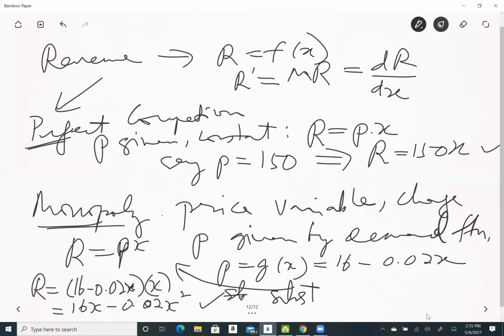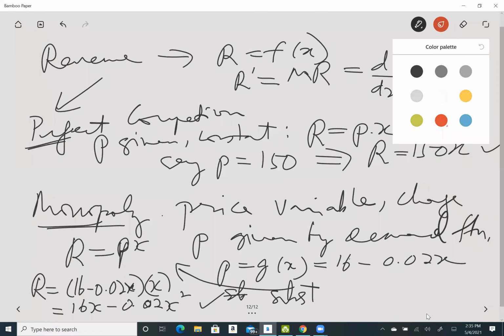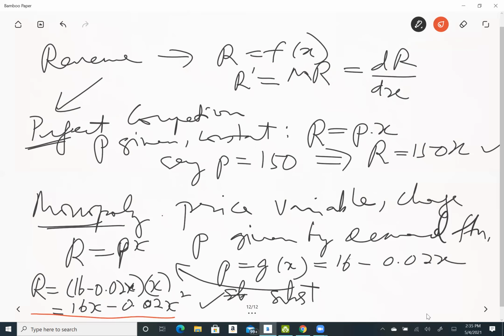So you see here in monopoly, the revenue function is not a linear function. The revenue function is non-linear, because the price is not constant. The price is a variable. In perfect competition, revenue is just a linear function. Monopoly, non-linear. So when you see a non-linear function, that means the market is what? It's not perfect competition. It's monopoly. So that would be the function for a monopoly firm and a perfect competitive firm.